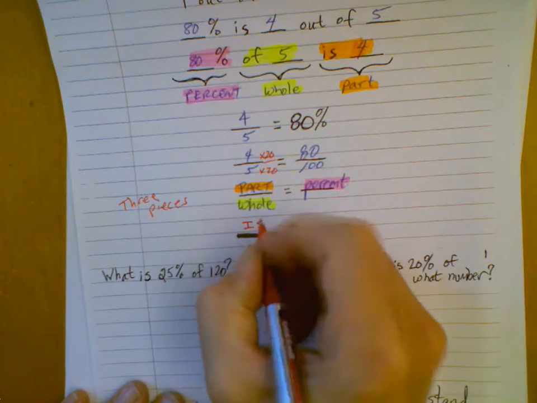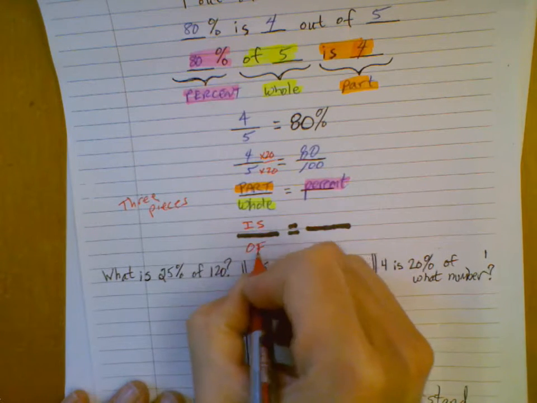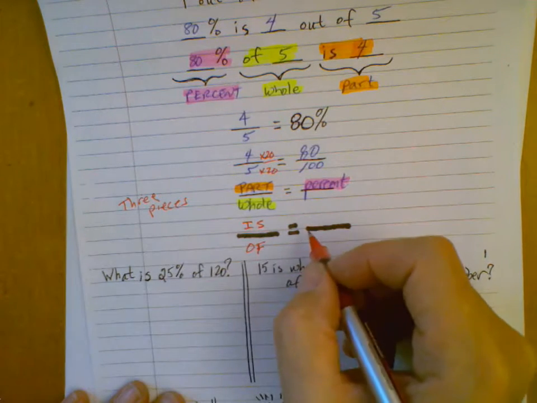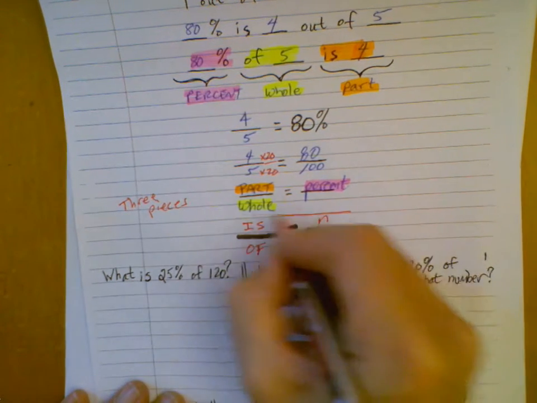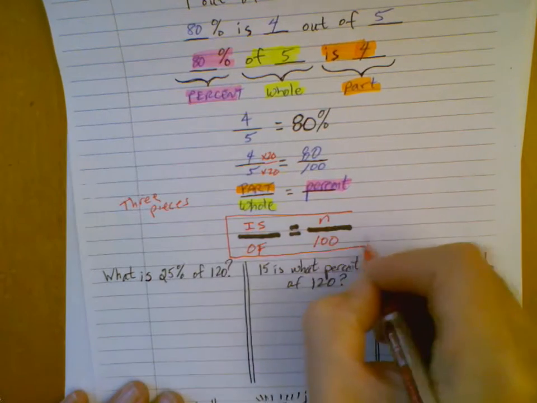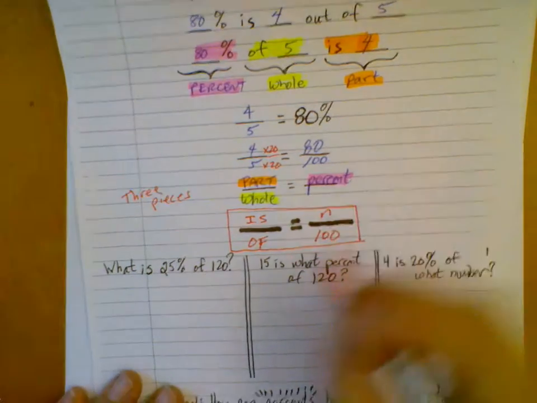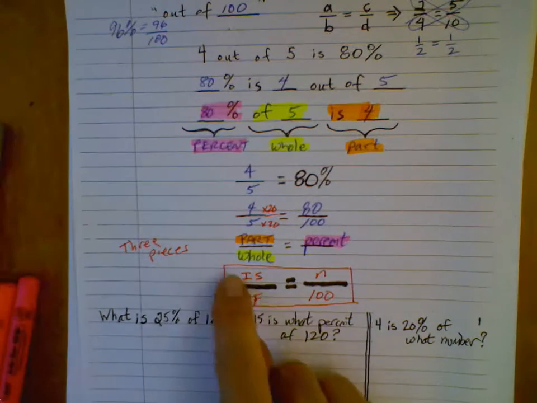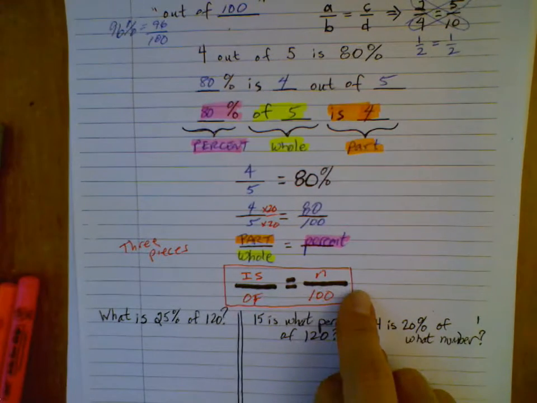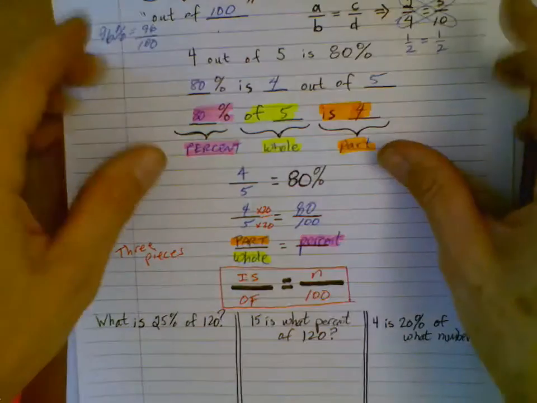Is over of is equal to percent. We're going to write it as some value over 100. So this right here is our key, or tool, we're going to use. And in the problems we're going to be given 3 of these pieces, and from that we'll be able to find the 4th.